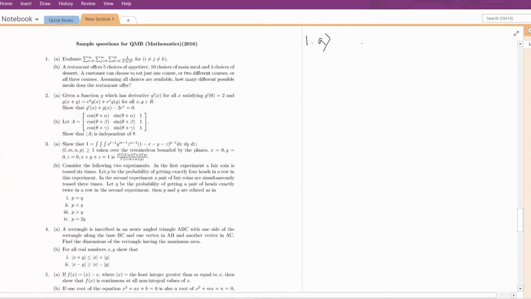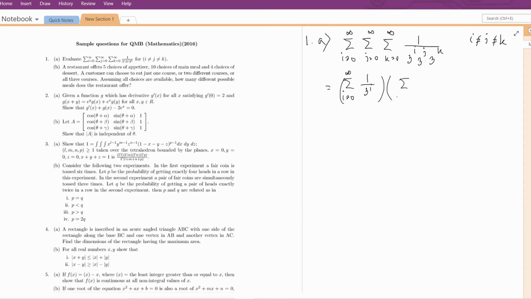Question number 1 is, we have to evaluate the expression given here. Summation i equal to 0 to infinity, summation j equal to 0 to infinity, summation k equal to 0 to infinity, 1 by 3 to the power i, 3 to the power j into 3 to the power k, where i not equal to j not equal to k. So here you can see these terms are independent. So you can write this as summation i equal to 0 to infinity 1 by 3 to the power i into summation j equal to 0 to infinity 1 by 3 to the power j into summation k equal to 0 to infinity 1 by 3 to the power k.